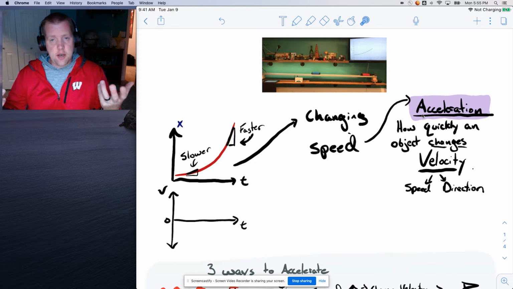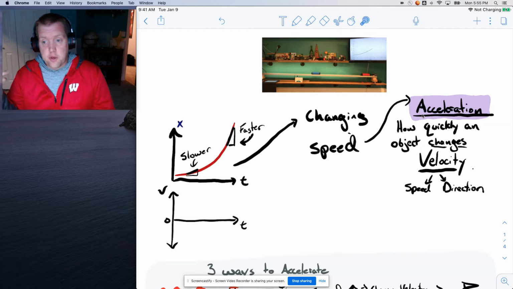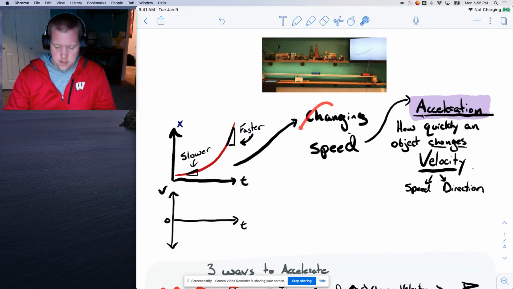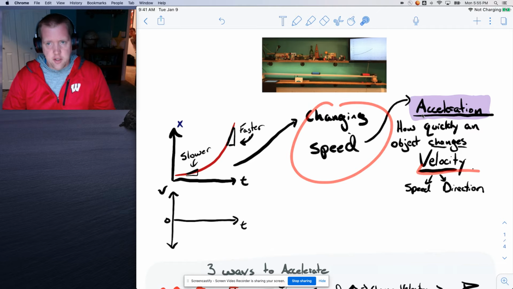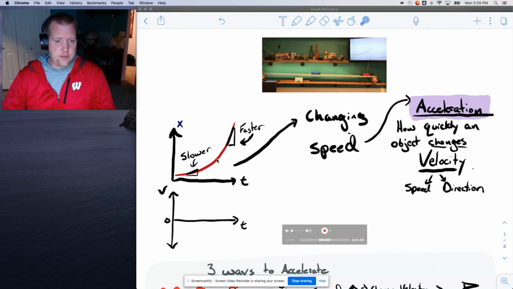Now, this lets us know the object is changing speed, and it's going to lead us to this definition of the word that we call acceleration, which is how quickly an object changes velocity. Now, you might be wondering why I said changing speed here and then switched it over to changing velocity over here. And that's because on this graph that we have right there, the position versus time graph, the slope isn't necessarily the speed.